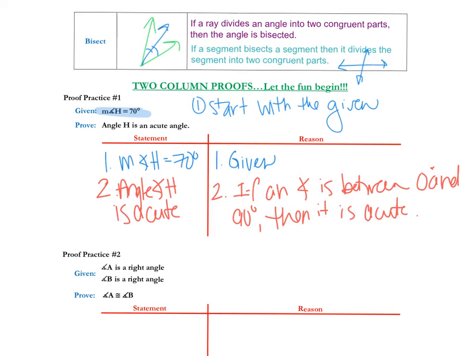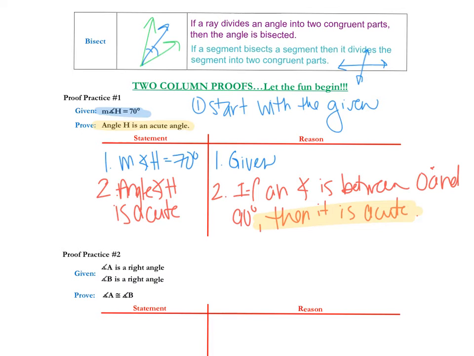Okay, so the goal then at the end is, did your last reason prove what the problem asked you to? So what I mean by that is my last statement said it was acute. Angle H is acute. So my last reason proved my statement. Now we have to make sure that all the work in between, though, is also correct. Okay? All right, let's look at the second example.